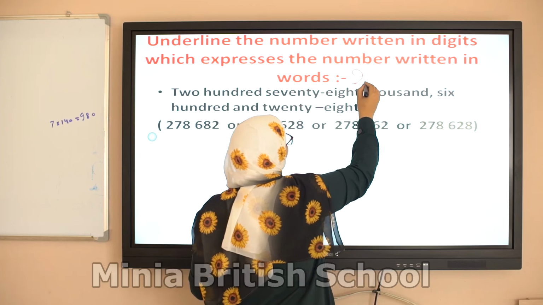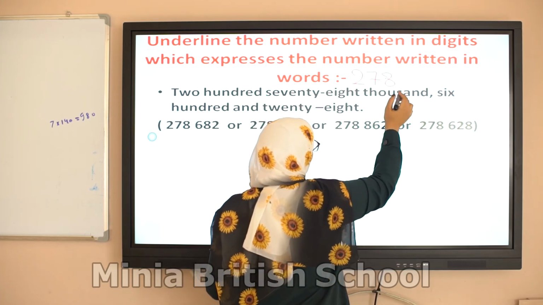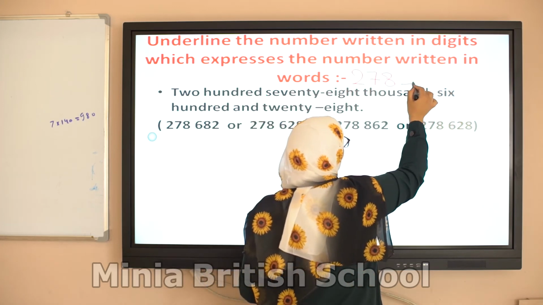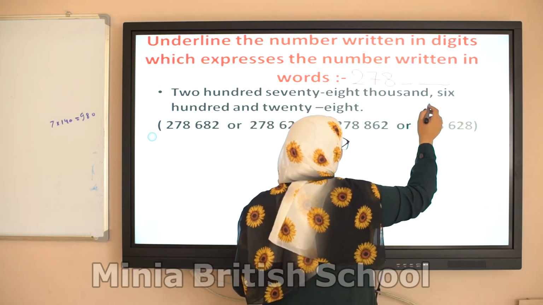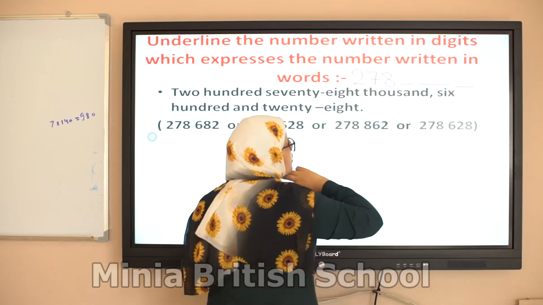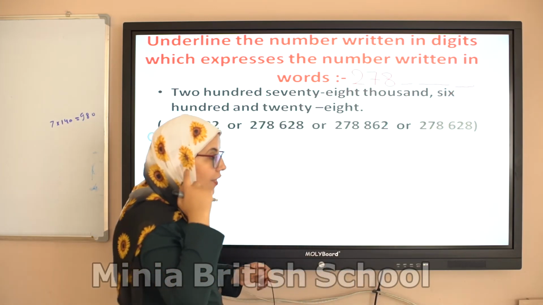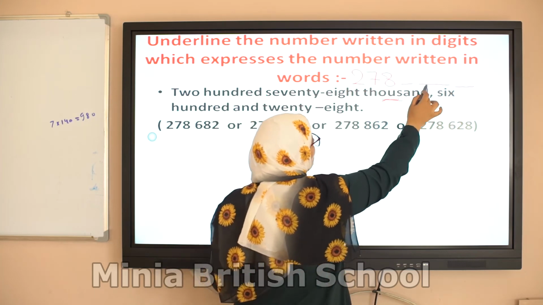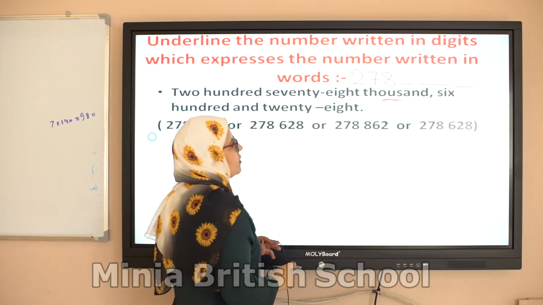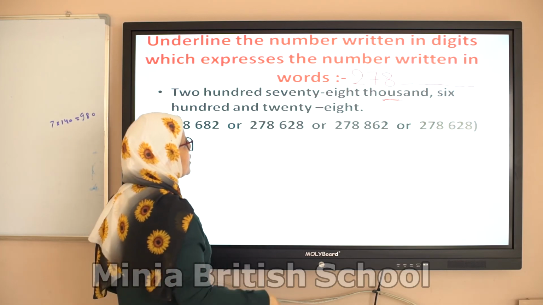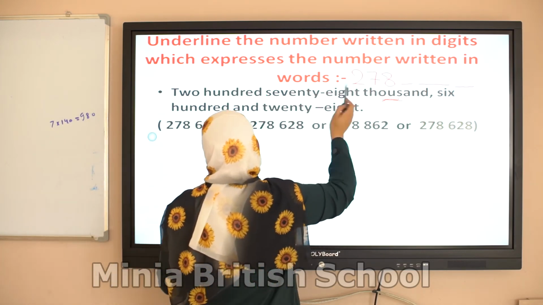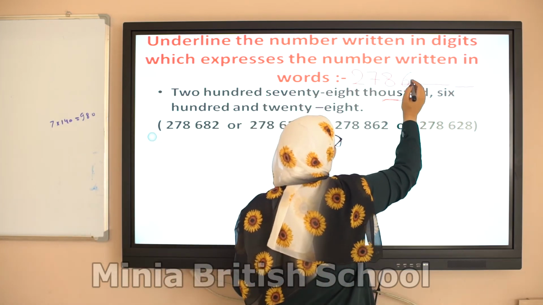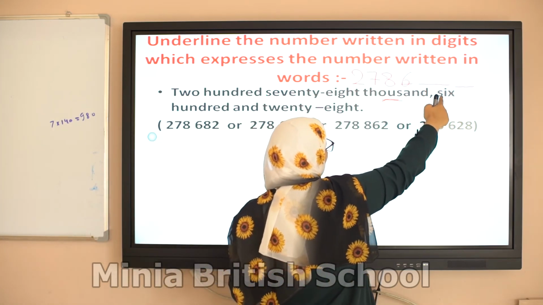278. So it will be 278. Thousand. What is the meaning of thousand? Thousand means after this I have 3 places. I have how many places? 3 places. When you see this word thousand, that means we have 3 places after this. In these 3 places we will write what? 628. So in the hundreds place, 6.